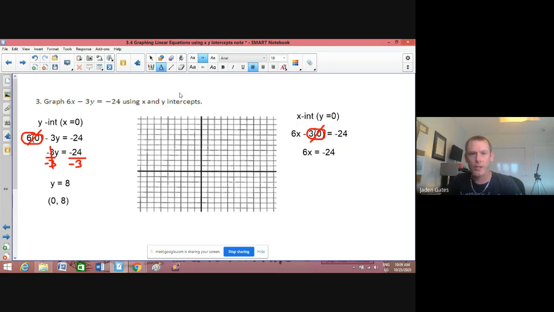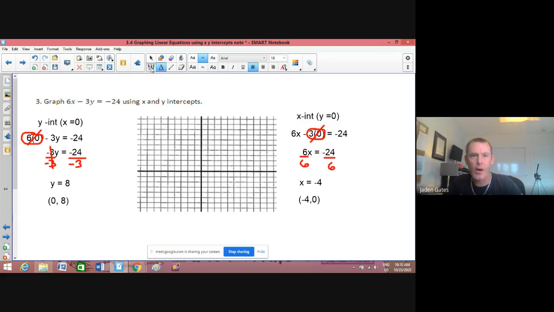All right, still need to solve. So I'm going to divide by my numerical coefficient. All right, and let's see here, x is equal to negative 24 divided by 6. It's going to be a negative because I have a negative divided by a positive, and I believe it's going to be negative 4. And so the point is our x value is negative 4, but again, because it's our x-intercept, the y-coordinate is 0.